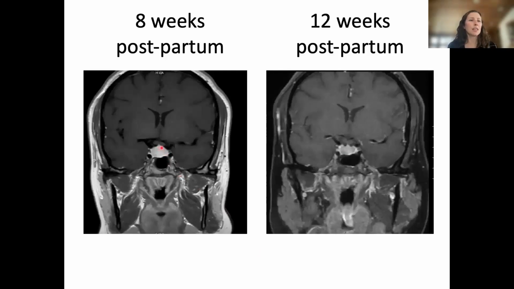And you can see that there is now a little bit of space between her pituitary and the optic chiasm. Visual field testing at that time did show some improvement in her bitemporal visual field defect. We thought that this was fantastic, and we could continue to monitor conservatively.